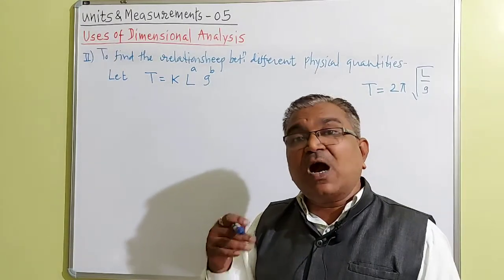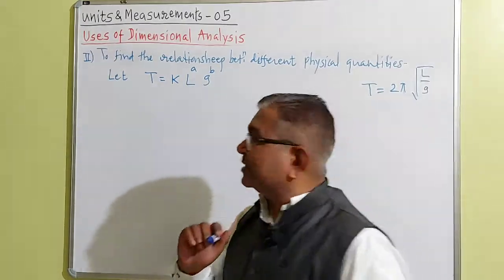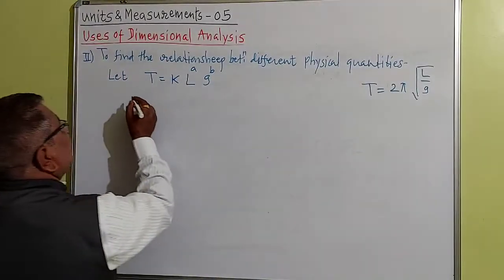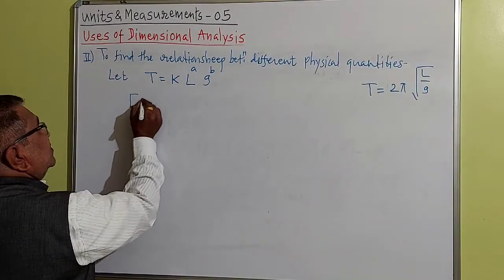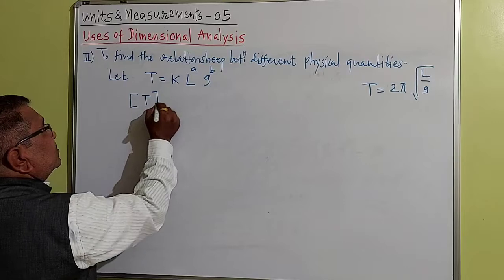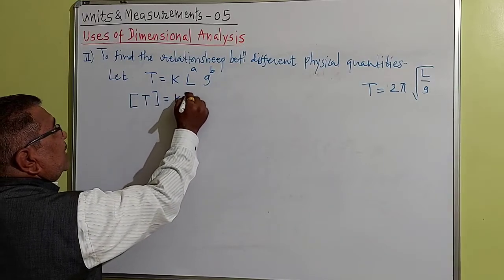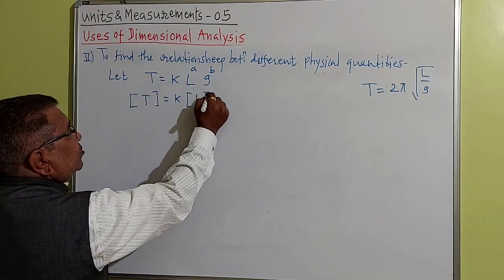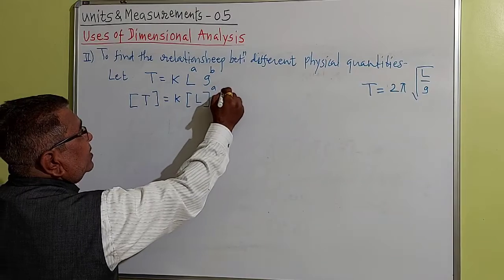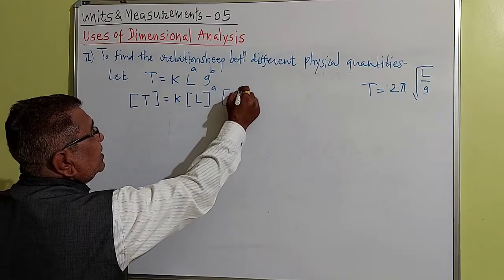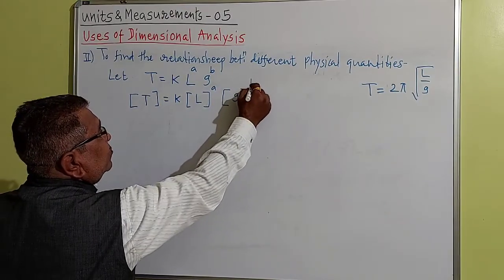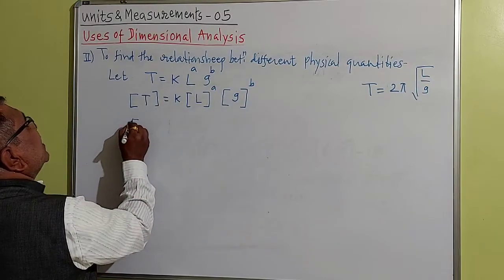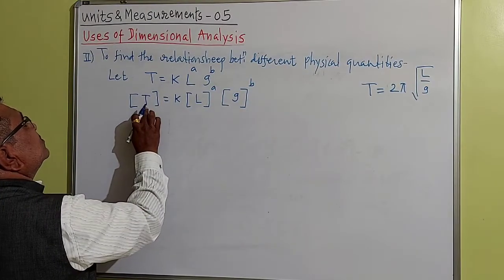So we have to build up the relationship between periodic time, length of the pendulum and acceleration due to gravity. How can we build it up? Let us see. So we can write like this. Dimension of T is equal to K as it is, dimension of length to the power A, dimension of acceleration due to gravity to the power B. So what is the dimension of periodic time?